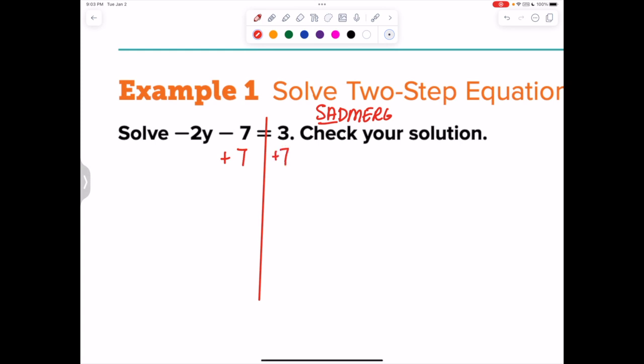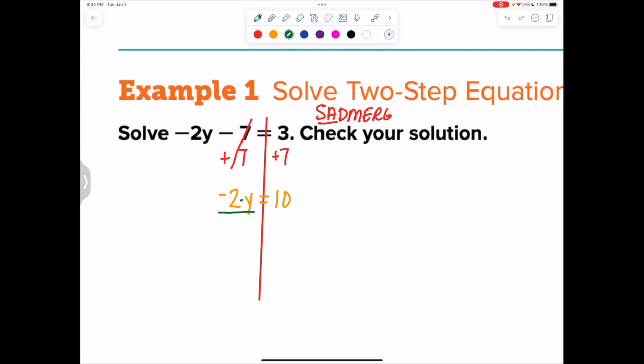Remember, our goal with this is to isolate the variable, get y by itself. So we want all the numbers on one side, those constants, and the variable on the other. All right, that crosses out. What are we left with? We have negative 2y equals 10. Now we can take care of that multiplication. Division will just be using a division bar. Don't use a division symbol like that.